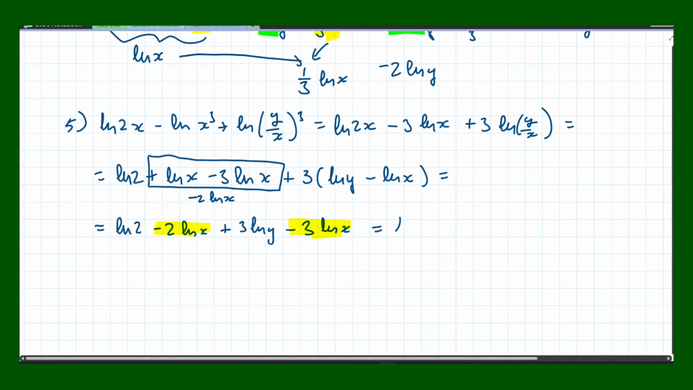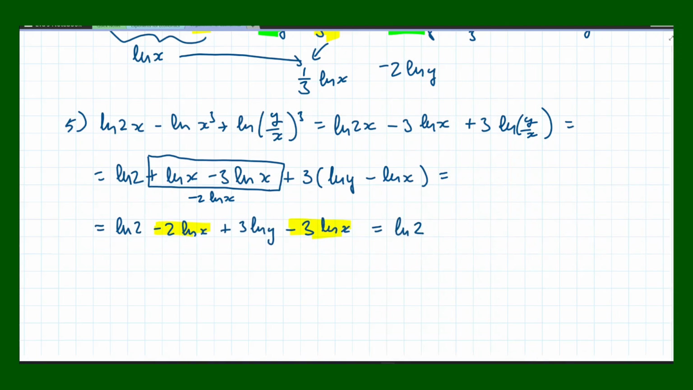ln 2 just stays as it is, and remember that ln 2 is actually a number because I know the base is e, and I know the argument, so that can be replaced with a specific number if I wanted to. But because that's always going to be a rounded answer and I prefer the exact answers, I keep ln 2. Then the two highlighted terms will cancel down to minus 5 ln x, and the plus 3 ln y stays.